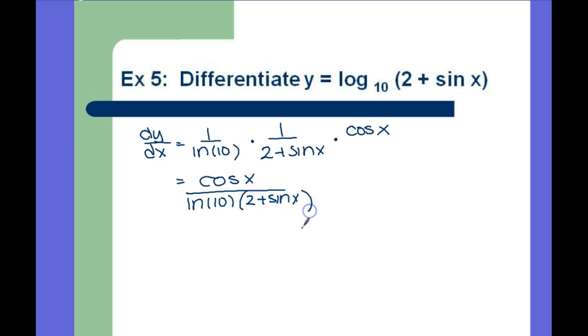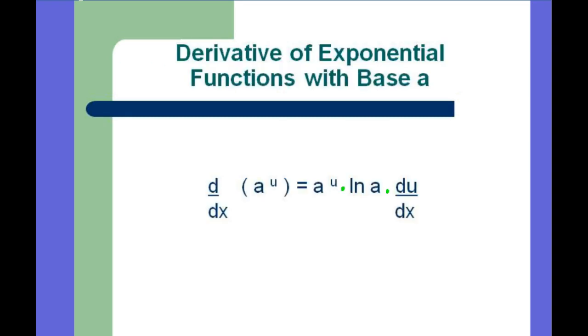This is where parentheses are super important. If you do not have the quantity 2 plus sine x encompassed in them, it is not the same thing. Is that all the way done? That's all the way done. I wouldn't take 1 over ln. No, you're done.